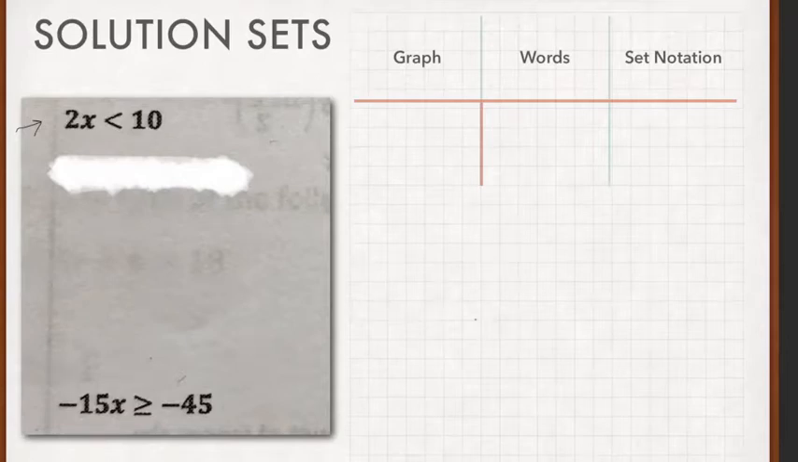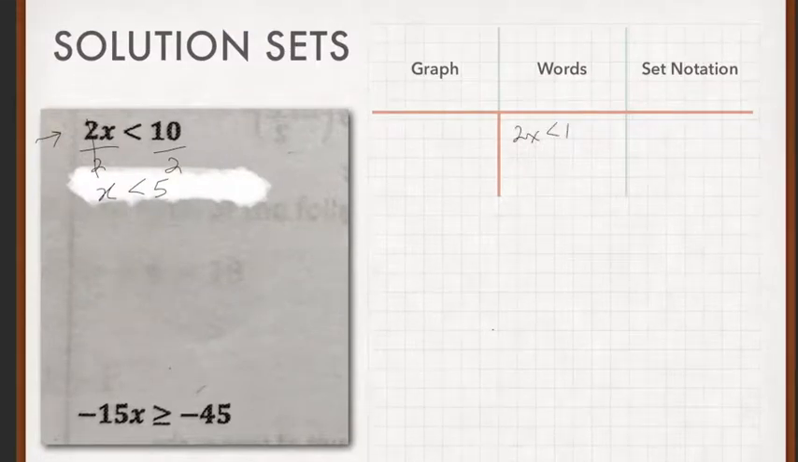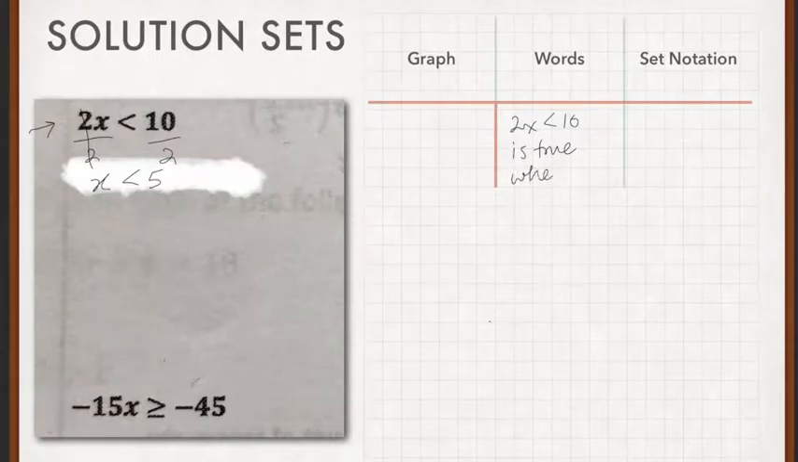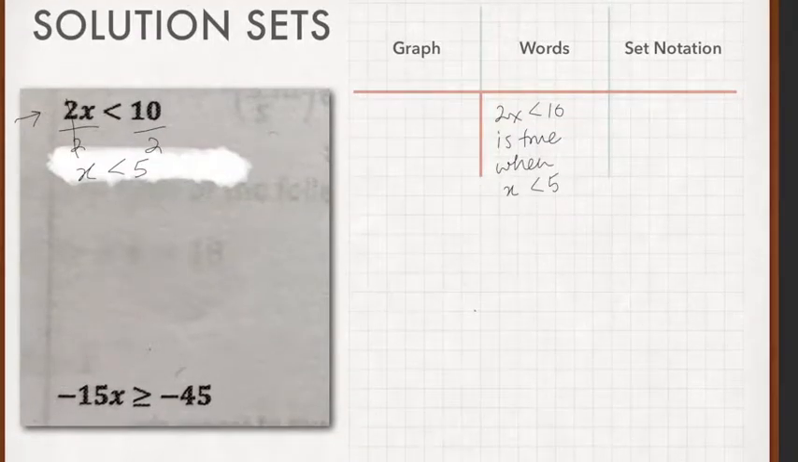So let's look at our first example here. 2x is less than 10. If I were to solve this just like I would an equation, I would divide each side by 2 to get my variable on one side by itself, and then I have x is less than 5. That means that for our inequality to be true, x has to be less than 5.